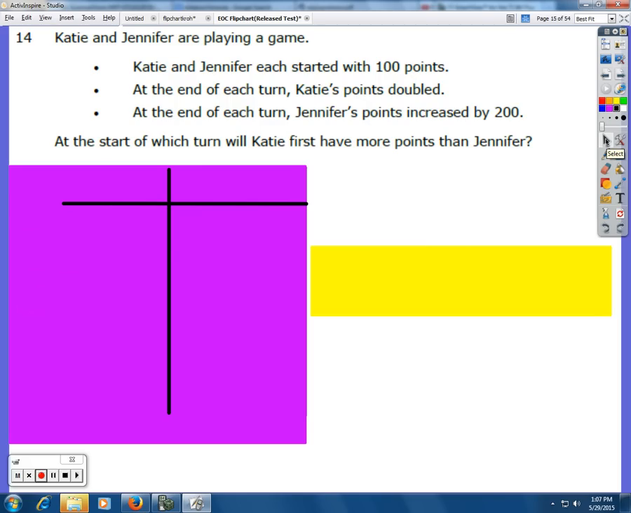All right, number 14. Katie and Jennifer are playing a game. Katie and Jennifer each start with 100 points. At the end of each turn, Katie's points are doubled.